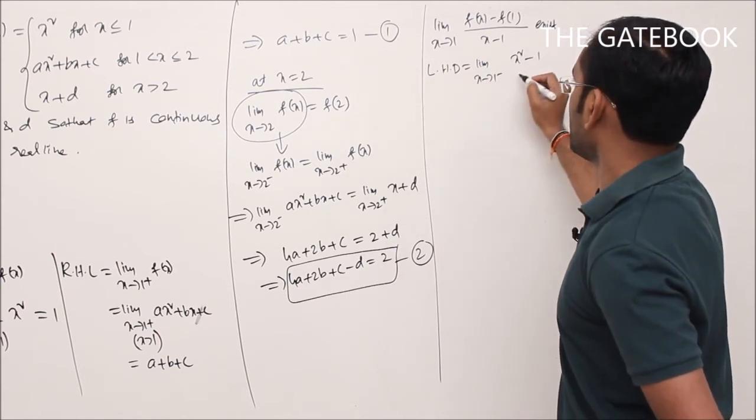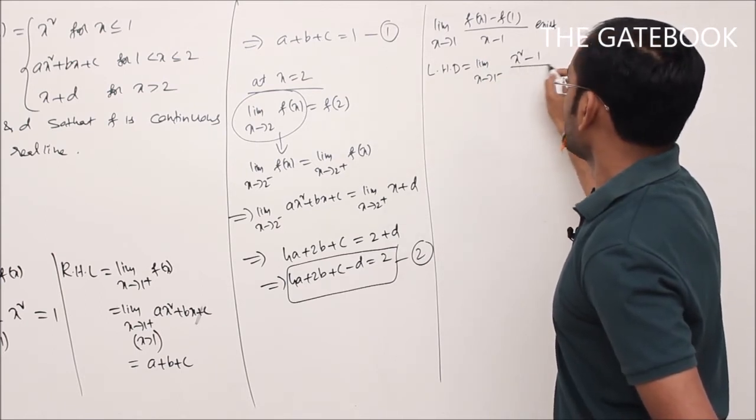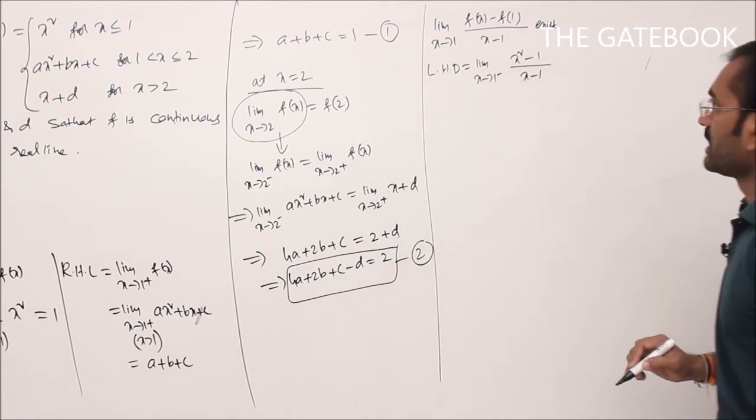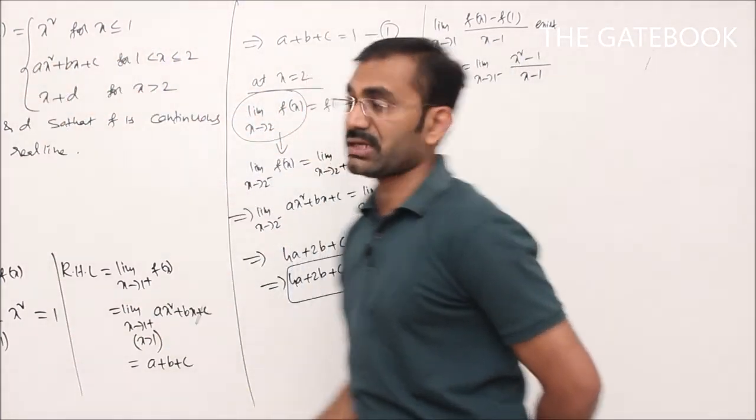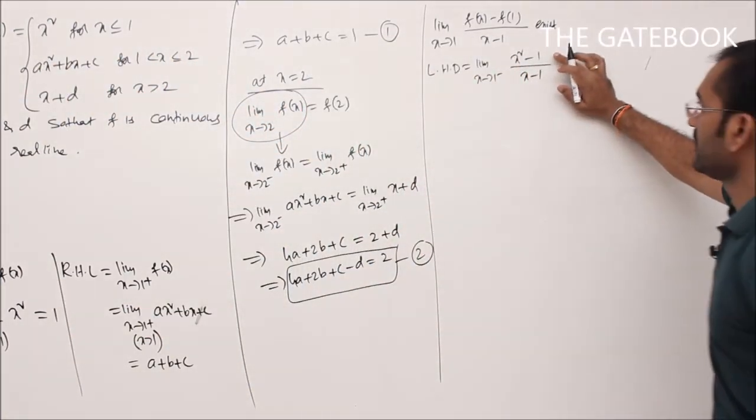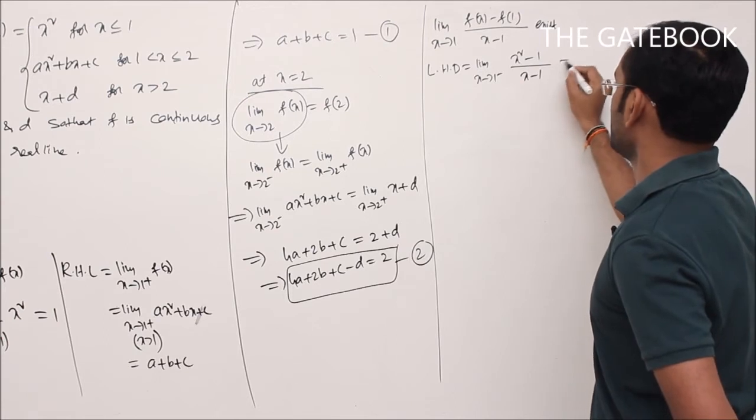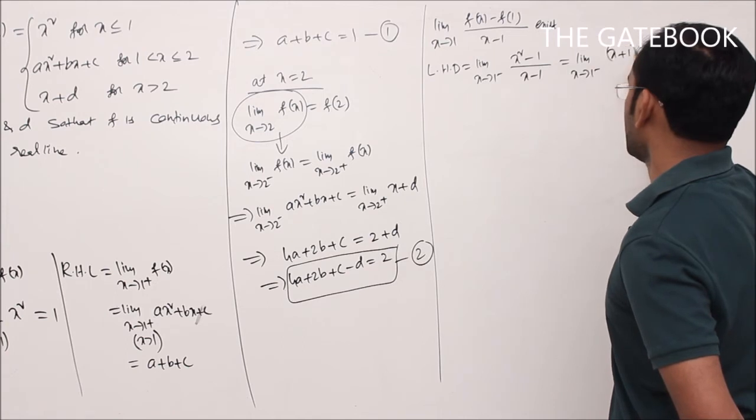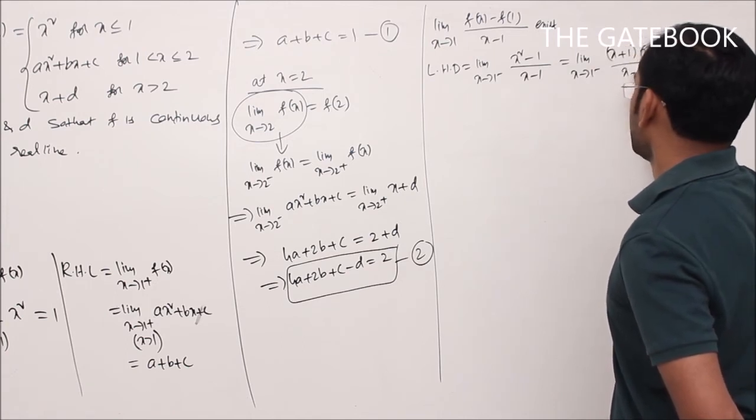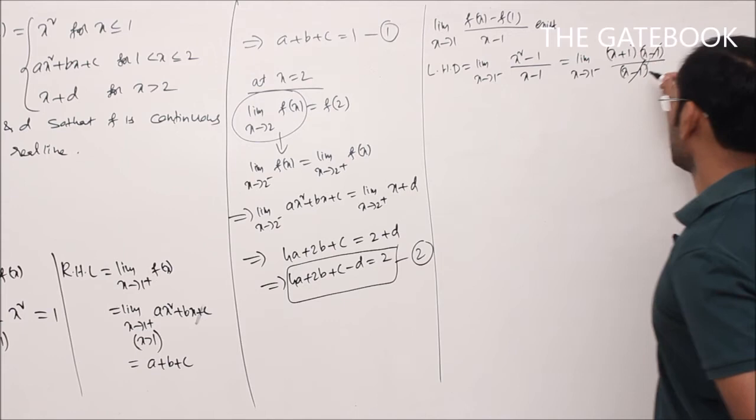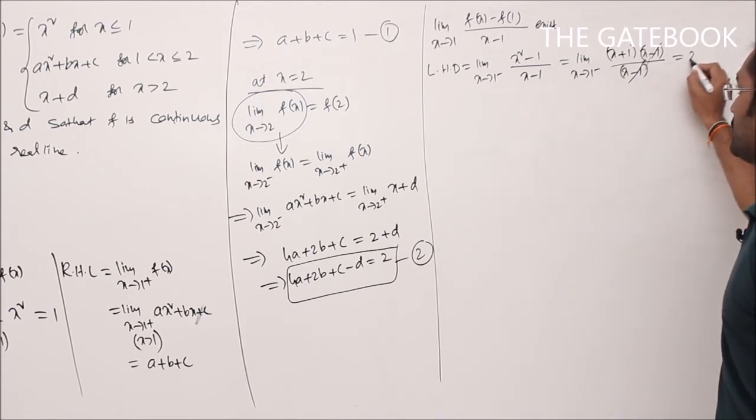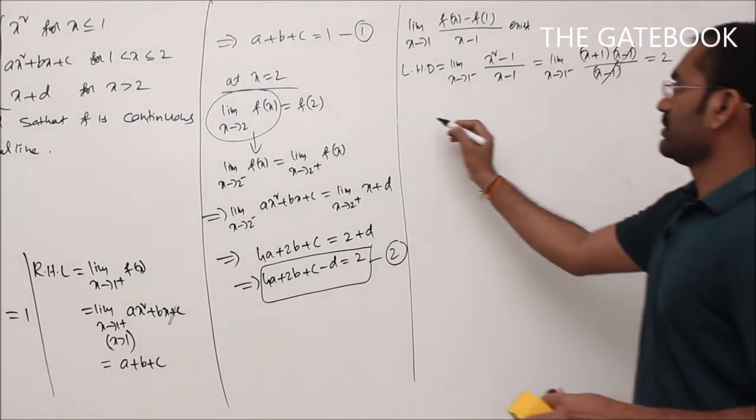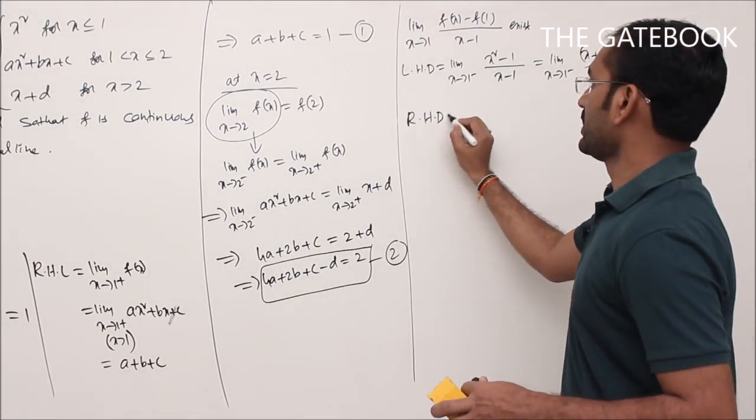x square minus 1 by x minus 1. So when x less than 1, the corresponding function is x square, f of 1 value 1, by x minus 1. So that will give limit x tends to 1 minus x plus 1 into x minus 1 by x minus 1. So x minus 1 will get cancelled. Replacing x with 1, we have 1 plus 1, 2. That is the left hand derivative. Now RHD value. RHD is right hand derivative.